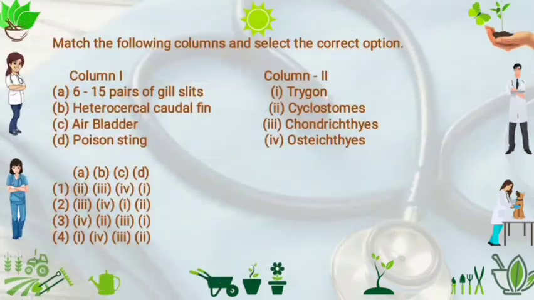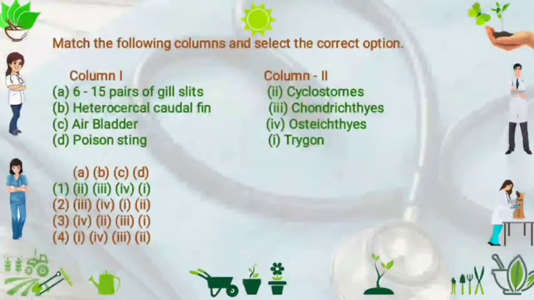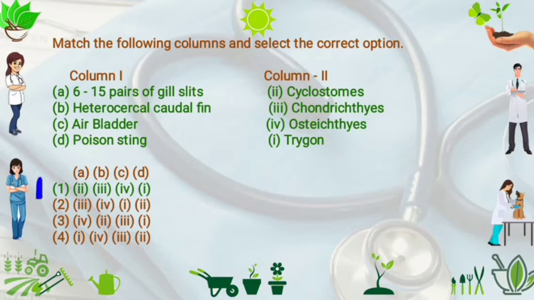Next question. Match the following columns and select the correct option. 6 to 15 pairs of gill slits, heterocercal caudal fin, air bladder, poison sting. The correct match is: 6 to 15 pairs of gill slits are seen in cyclostomes, heterocercal caudal fin is seen in Chondrichthyes, air bladder in Osteichthyes, poison sting in Trygon. So the correct answer is the first option.